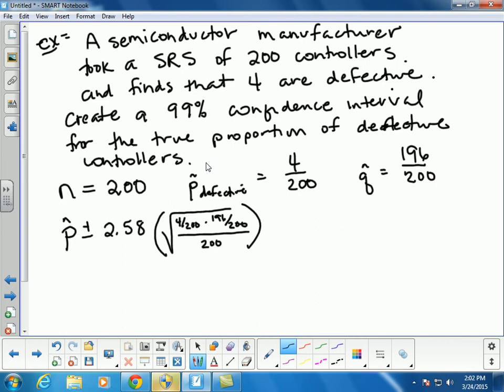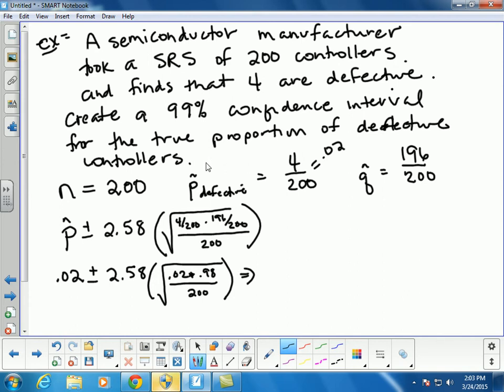So the first thing I want to do is get everything into a little bit more of a decimal example, because that I think is easier. P hat is equal to 0.02, right? If you do the division right here, you get 0.02. So 0.02 plus or minus 2.58 times the square root of, we now know that's 0.02. We know that the complement of it must be 0.98, right? And we're going to multiply those two things. And then we're going to divide by 200. So that leads me to have 0.02 plus or minus 2.58, and now I'm going to work inside those parentheses.